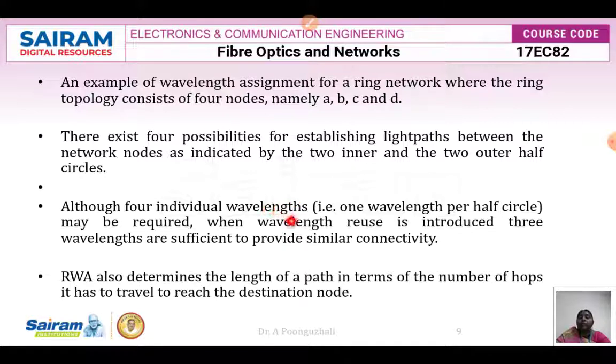But when I use the concept called wavelength reuse, in that case I need only 3 wavelengths to provide the similar connectivity. So we will see how you are going to use these 3 wavelengths to provide the connectivity. Your routing and wavelength assignment is also going to determine the length of the path in terms of the number of hops required to reach the destination node.